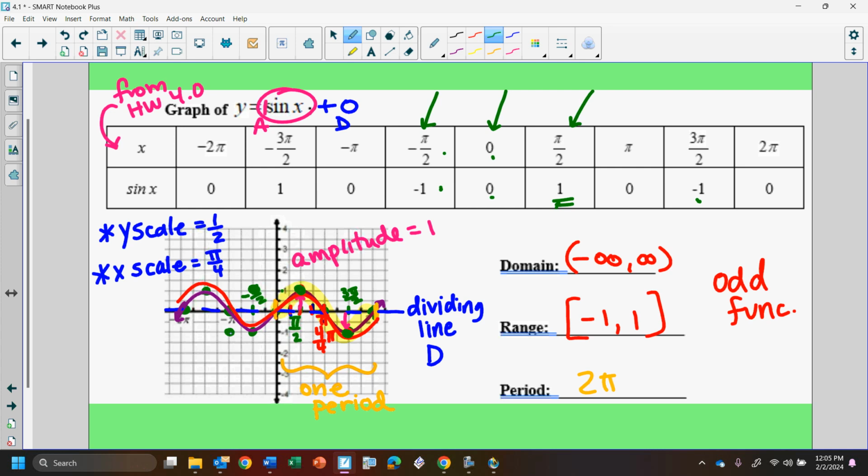Bonus question, thought-provoking. Are all sine graphs, even with transformations, all odd? Yes? No? Other votes? Yes. It's hard to explain why yes. Do you think no? Why do you think no?